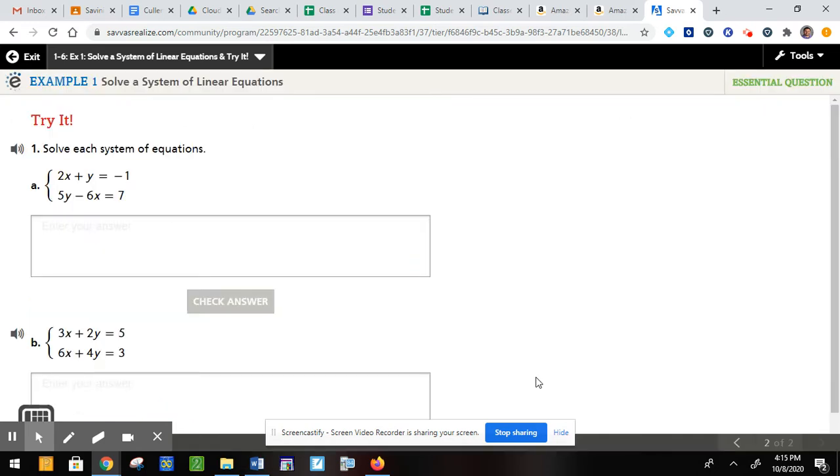So why don't you try both of these and see how they go, and then check back for some solutions.